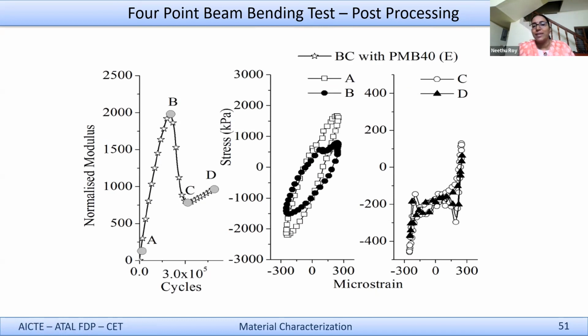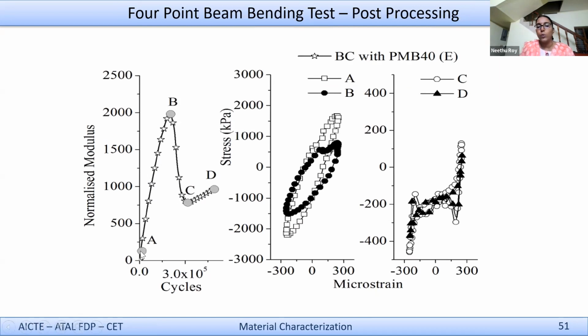Sure. I'll quickly finish. So the next approach is that you use a Lissajous plot. Now, what is a Lissajous plot? It is a plot drawn with the stress versus strain, right? So this is your normalized modulus.